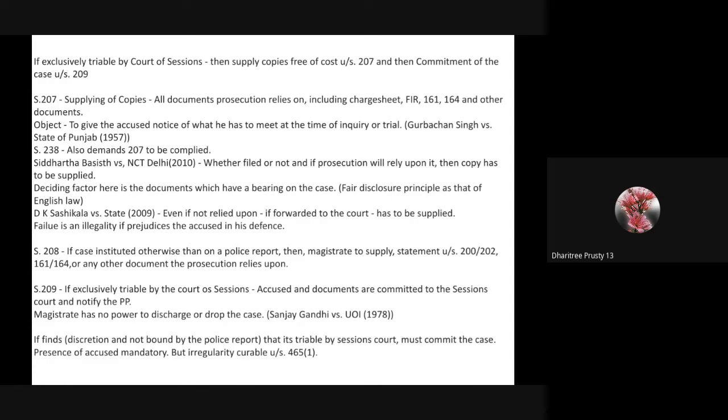So basically, the irregularity of the accused not being present will not vitiate the trial altogether. Here, the magistrate has no power to discharge or drop the case. So if it is a case exclusively triable by Court of Sessions, even then the magistrate has no power to drop the case or discharge the case, as the case may be.